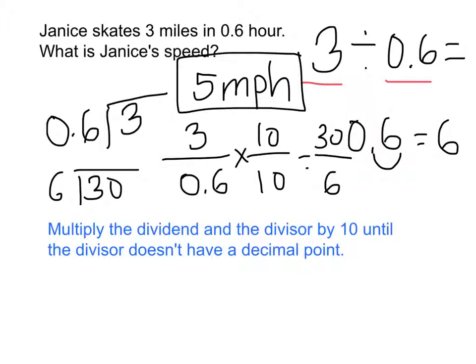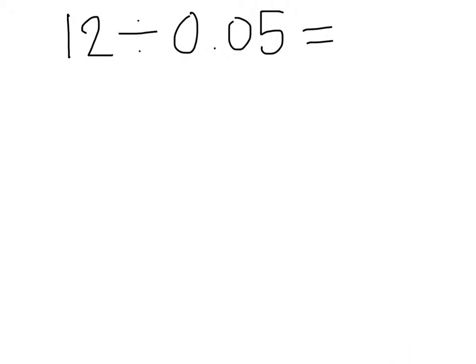Okay, now write this down. This is the rule. You want to multiply the dividend and the divisor by 10 until the divisor doesn't have a decimal point. 12 divided by 5 hundredths. First, let's write it as a fraction. How can I write 12 divided by 5 hundredths as a fraction? Go ahead and write it down.